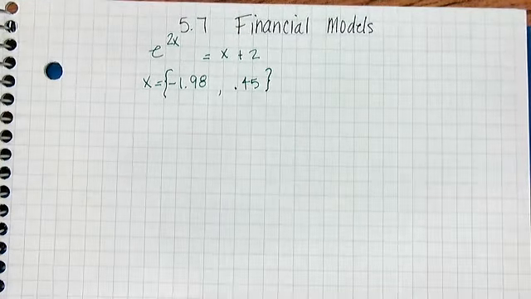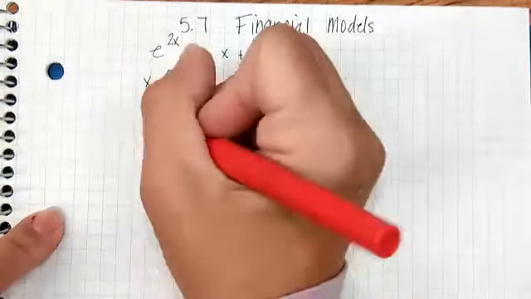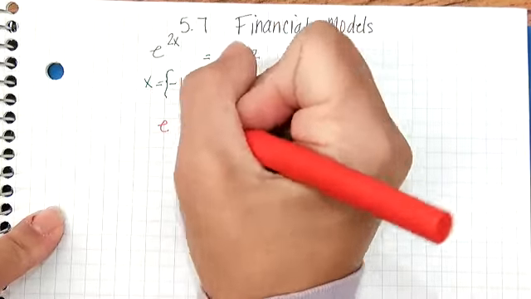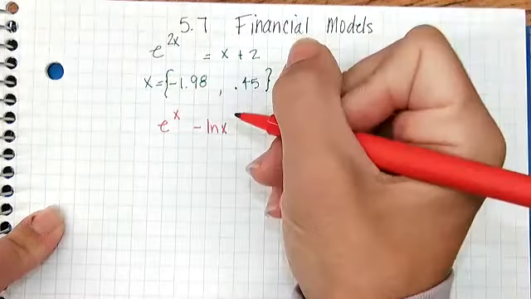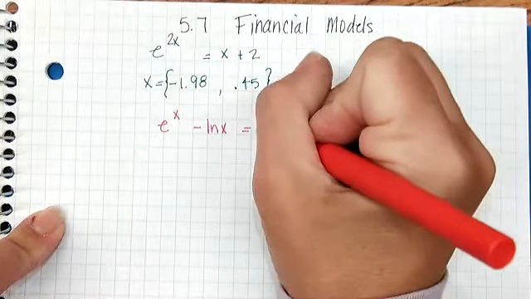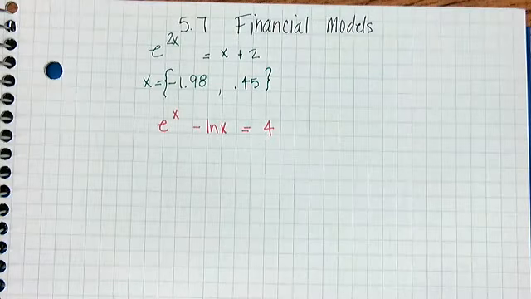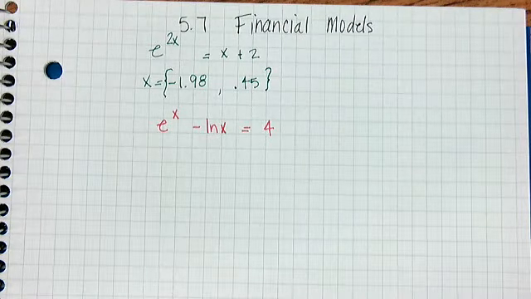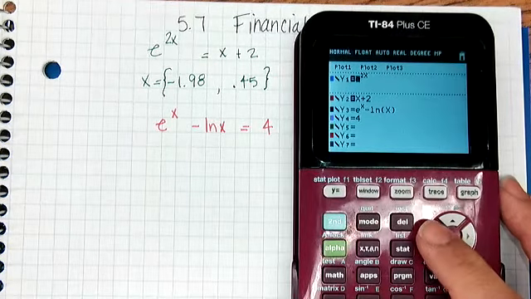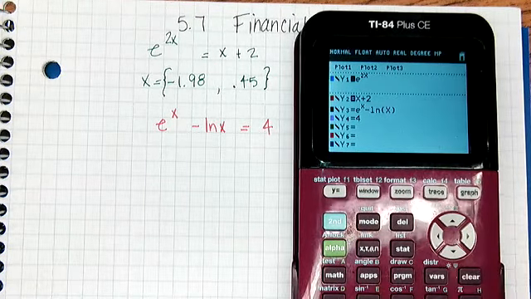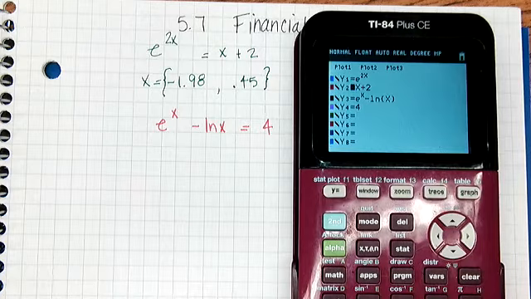Let's do e to the x minus the natural log of x equals 4. Pause the video, put those equations into your calculator. Okay, so I have that in there already. I'm going to turn off the previous 2 equations. You can delete them if you want. I don't see any need to.